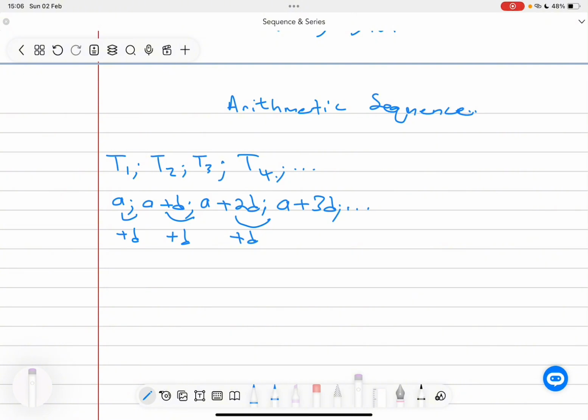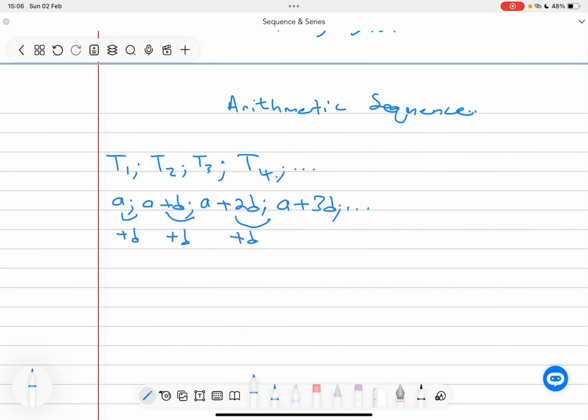The other thing is that when you look at term 1, we actually do not have a D here. It's just an A alone. However, when you look at term 2, we see a D. When we look at term 3, we see a 2D. When we look at term 4, we see a 3D. There's some pattern going on here.